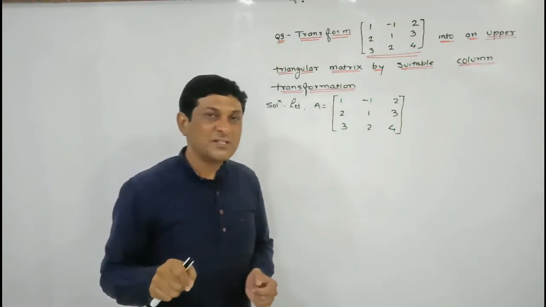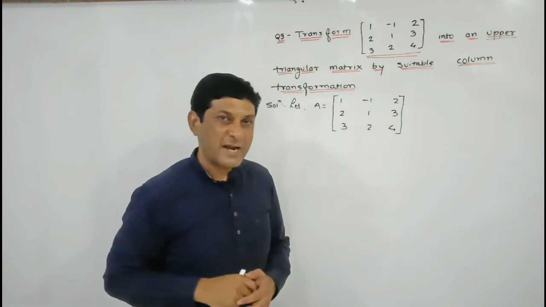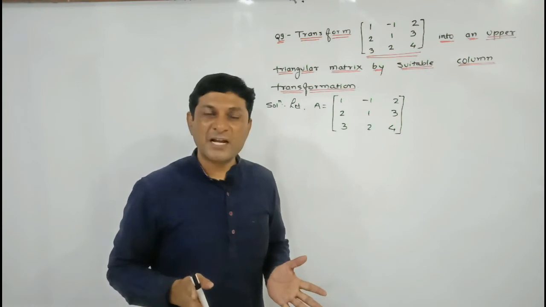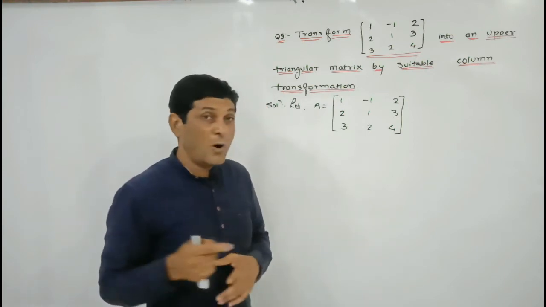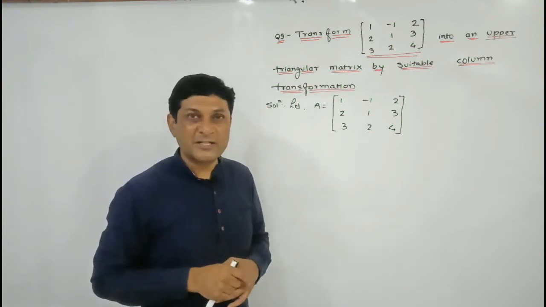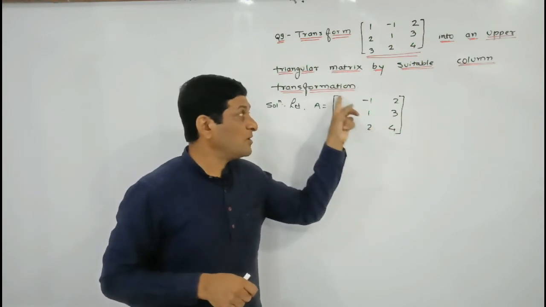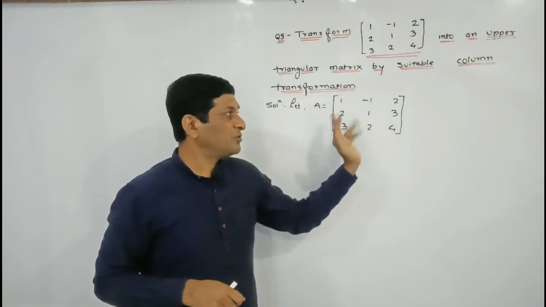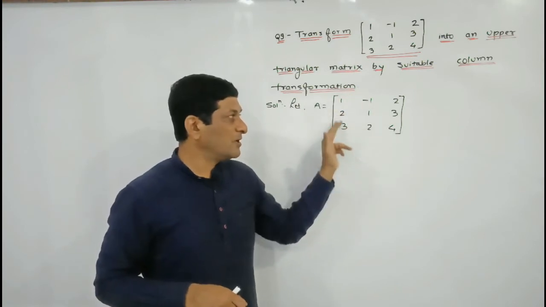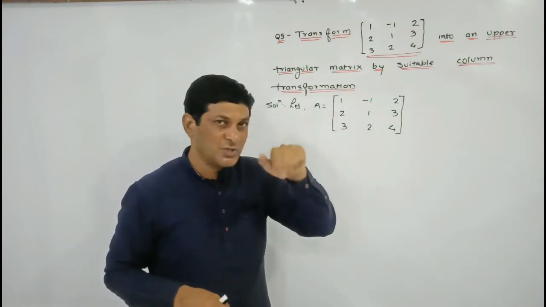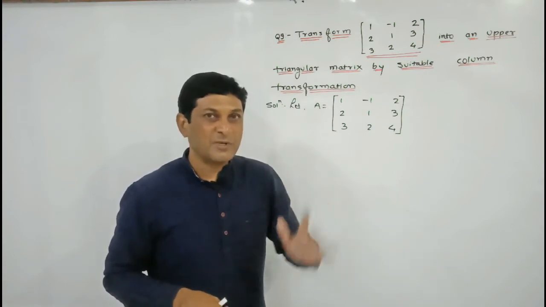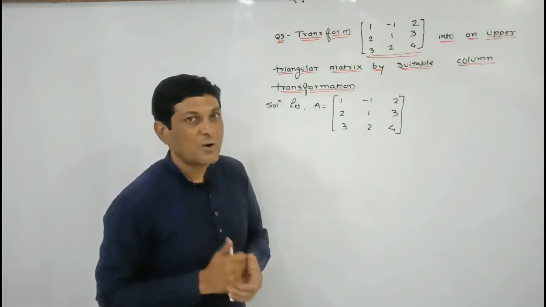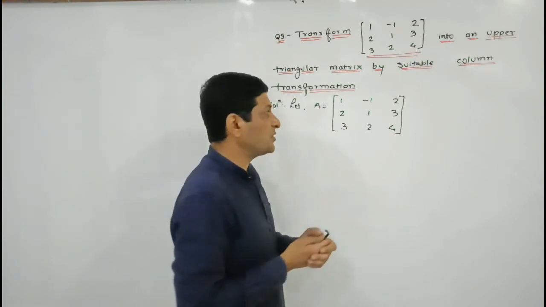Since we have to convert this matrix into upper triangular matrix, you should know the definition of upper triangular matrix. We can say that a matrix is upper triangular if all the elements below the diagonal elements are 0. How many elements are there below the diagonal? 3 elements. If we are able to convert these 3 elements into 0, the matrix will become upper triangular. And all these operations we have to perform on columns. So let us use the operation on column.